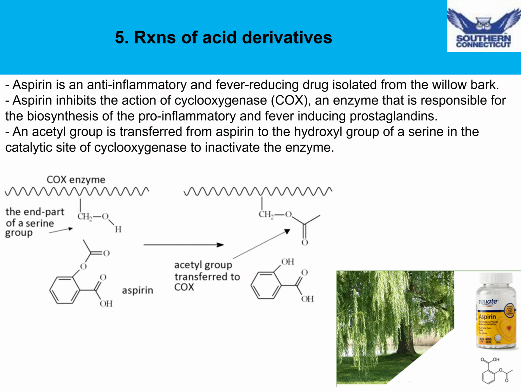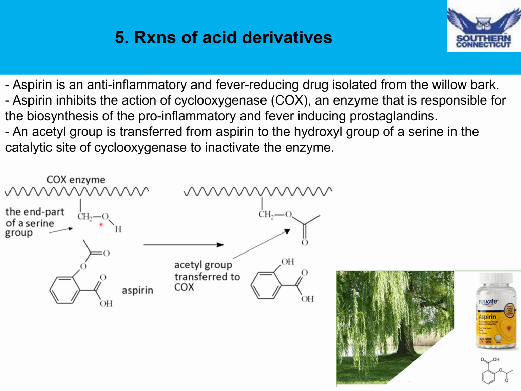The way that aspirin inhibits the COX enzyme is by transferring an acetyl group to the serine amino acid found in the active site of this enzyme. So a serine group has a primary alcohol as a side group, and aspirin has a structure like this, which includes an acetyl group or an ester group.